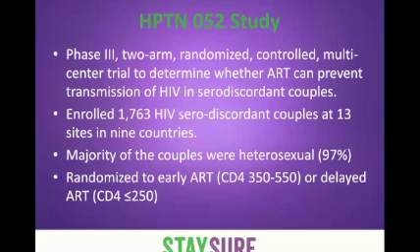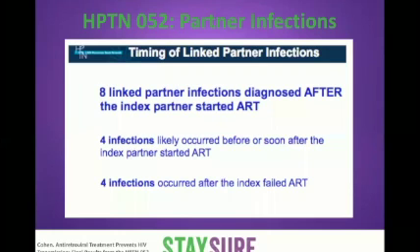Most of them were heterosexual, and they were randomized to either start HIV medicines immediately or to wait until their T-cell count drifted down to 250 or they had another marker of HIV-related disease. What the HVTN-052 study showed is 8 linked partner infections that were diagnosed after the index partner started antiretroviral therapy. It's notable that 4 of those infections occurred before or soon after the index partner started antiretroviral therapy, meaning they had not yet achieved viral suppression, and 4 occurred after the index partner failed antiretroviral therapy because of resistance or some other cause.